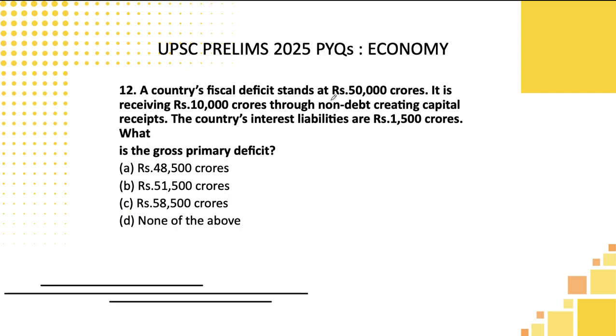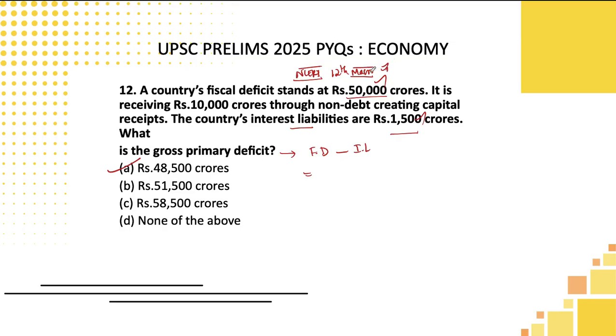Let's move to the next question. A country's fiscal deficit stands at 50,000 crore. Okay, so it is receiving 10,000 through non-debt creating capital receipts, and they have given interest liability. What is primary deficit? Gross primary deficit. Simple formula: fiscal deficit minus interest liability. This is the primary deficit. So now how much will it come? 50,000 minus 1,500 crore, 48,500 crore. Again, this formula is also available in your NCERT 12th standard macroeconomics book in government budgeting chapter.